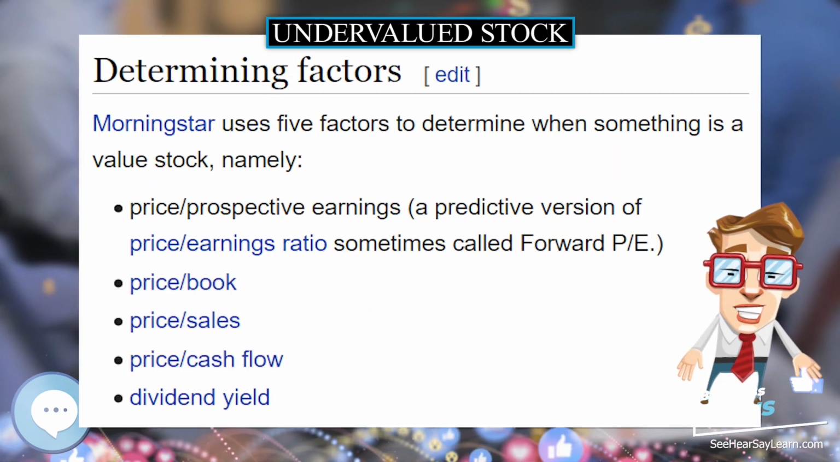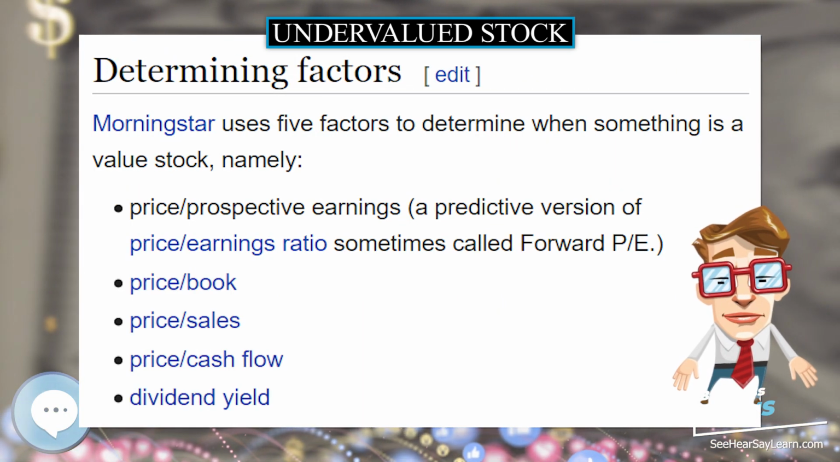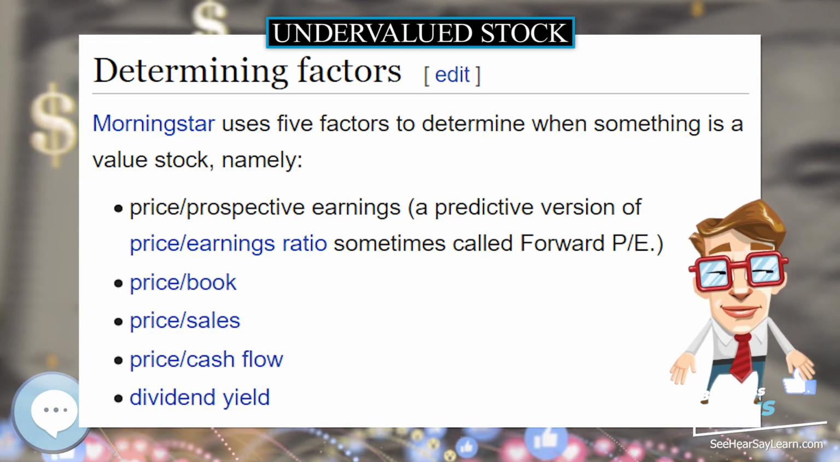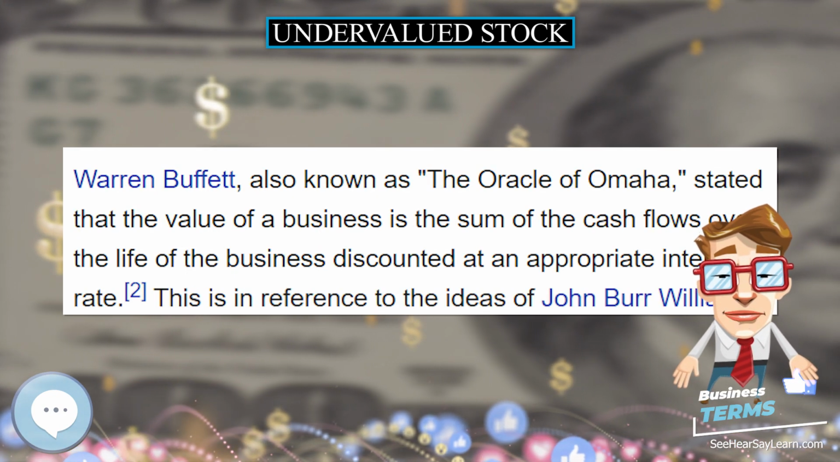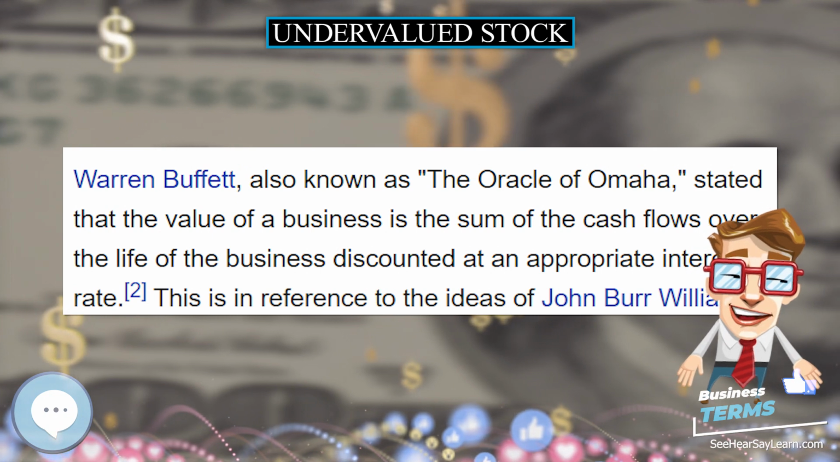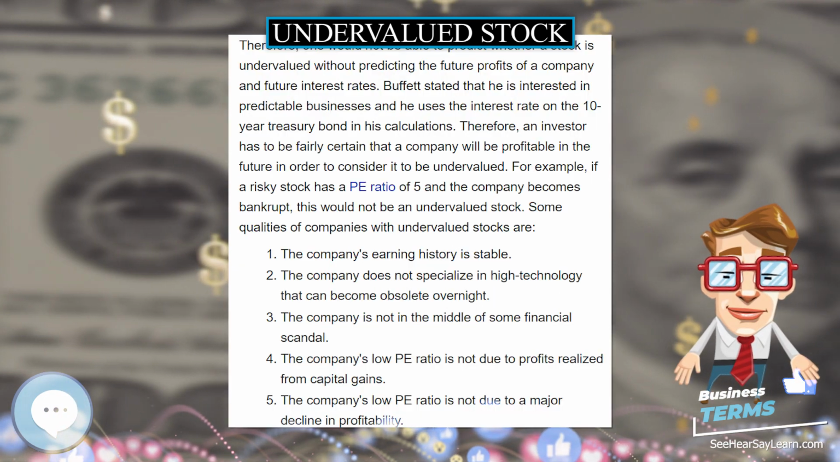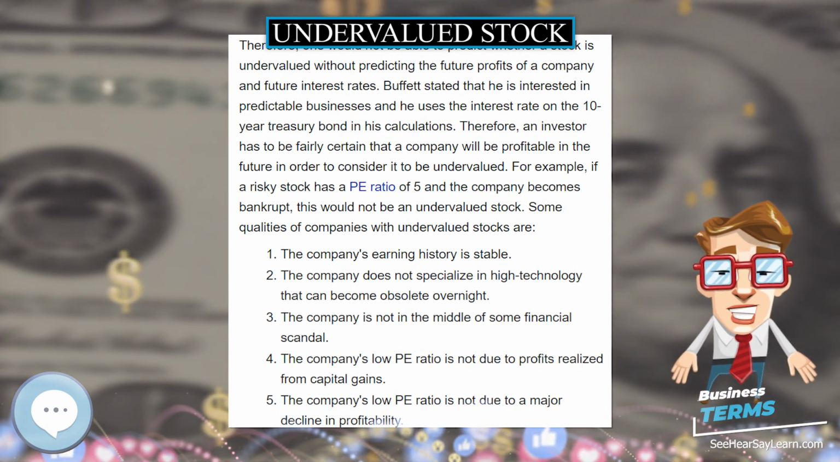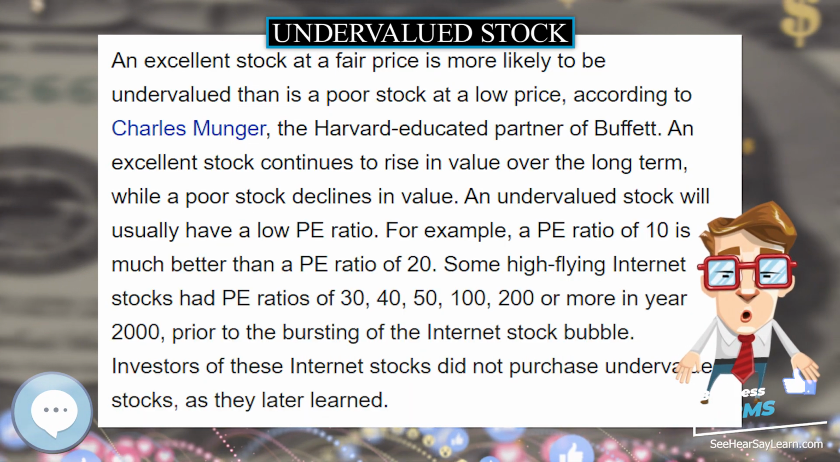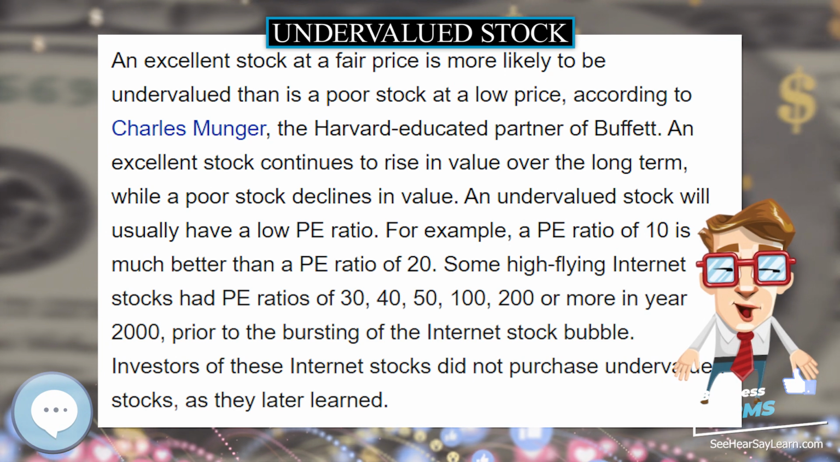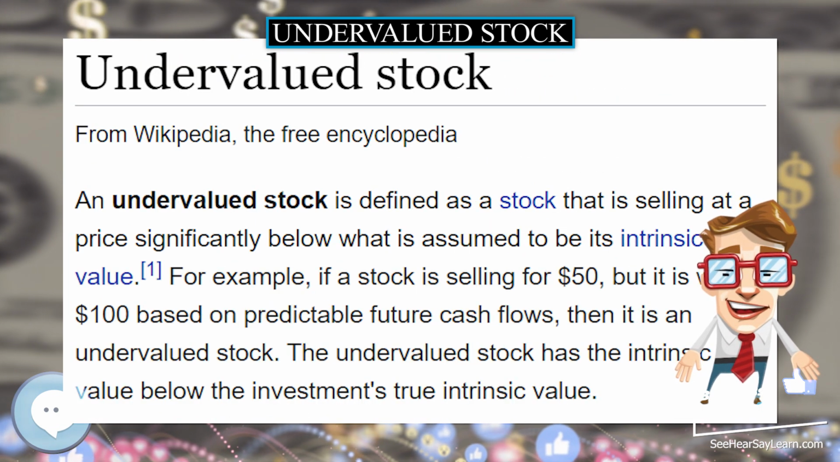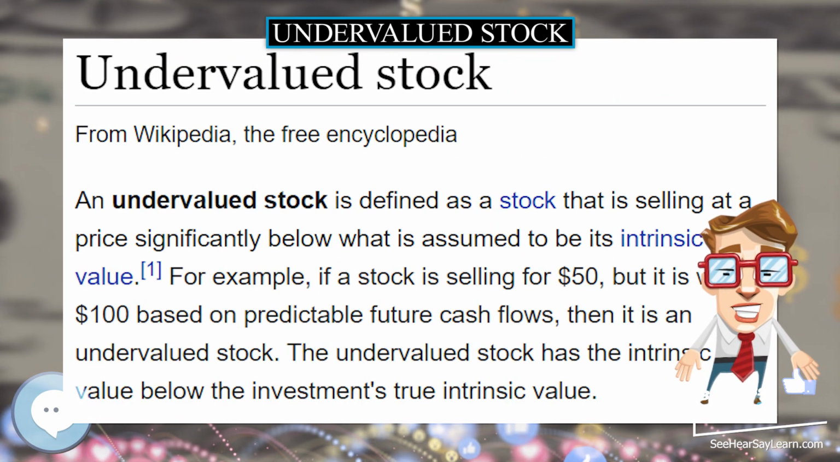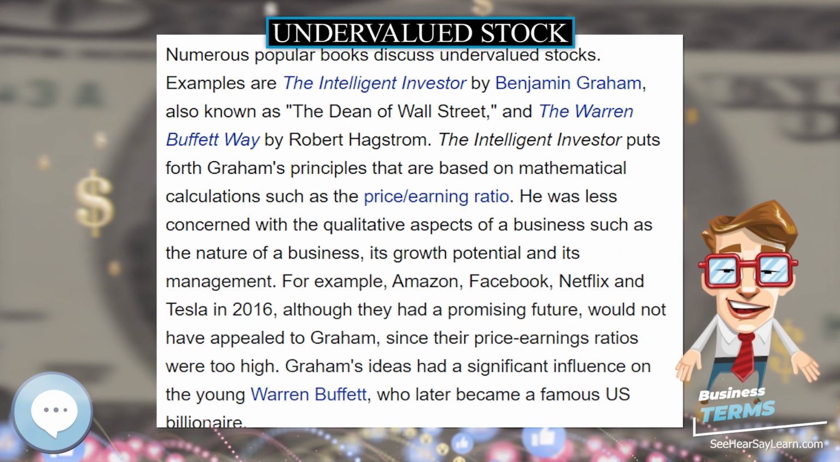be an undervalued stock. Some qualities of companies with undervalued stocks are: an excellent stock at a fair price is more likely to be undervalued than is a poor stock at a low price, according to Charles Munger, the Harvard-educated partner of Buffett. An excellent stock continues to rise in value over the long term, while a poor stock declines in value. An undervalued stock will usually have a low P ratio.